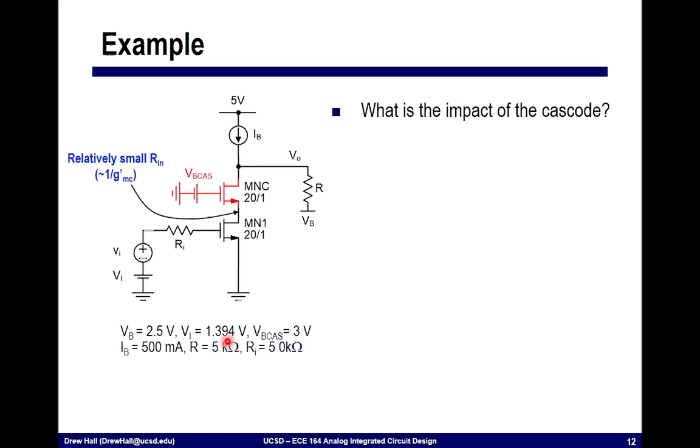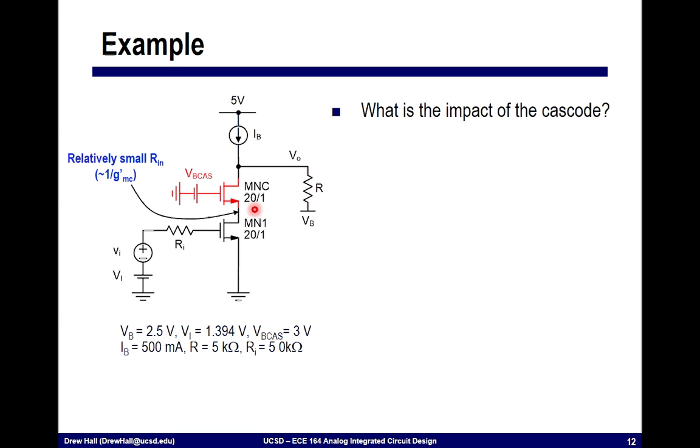Okay, so in order to do this, let's put some numbers to it and we can actually analyze this. We have our input here. We're again biasing this with a DC input VI, applying our small signal VI on top of that. We have some source impedance RI. The device in this case is fairly large, 20 micron by 1 micron. In order to keep the example simple, I also made the cascode the exact same size.